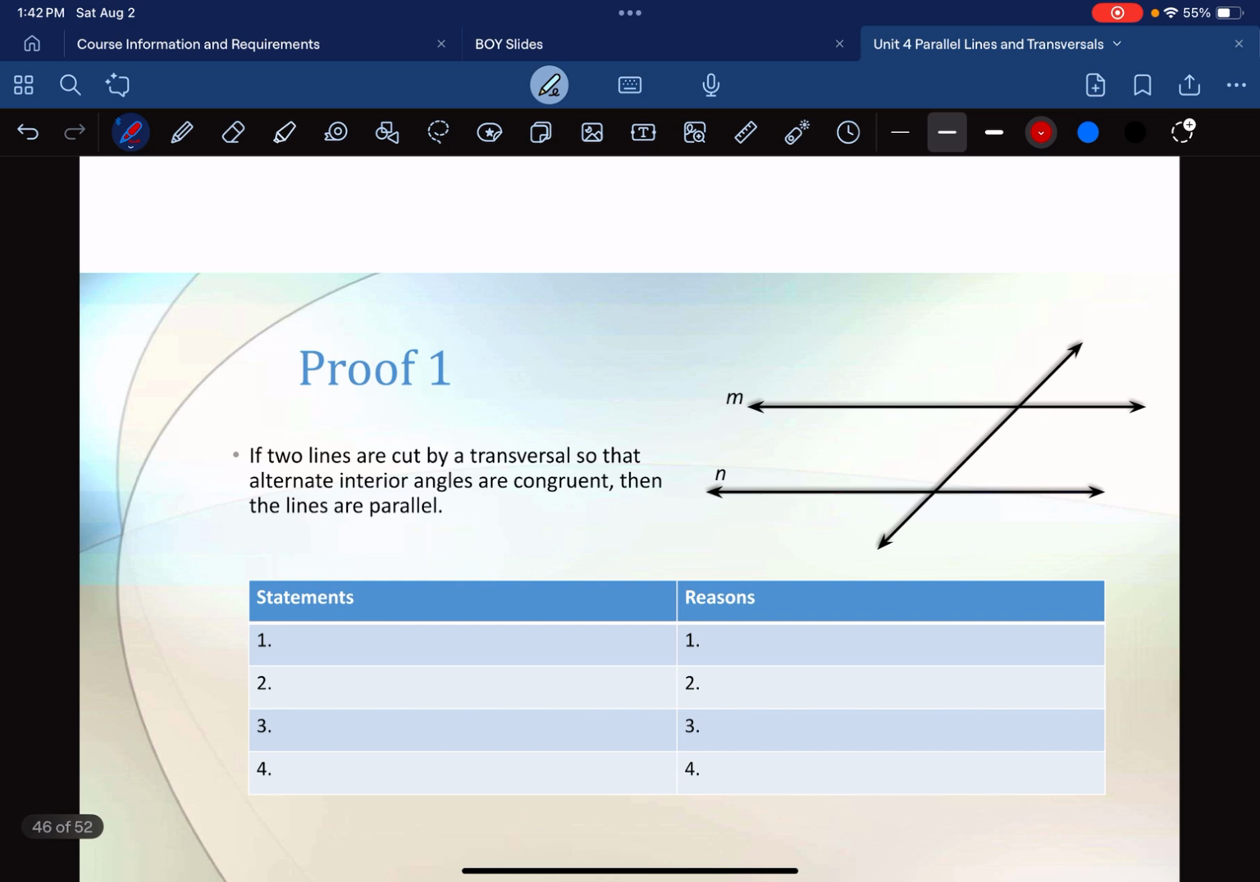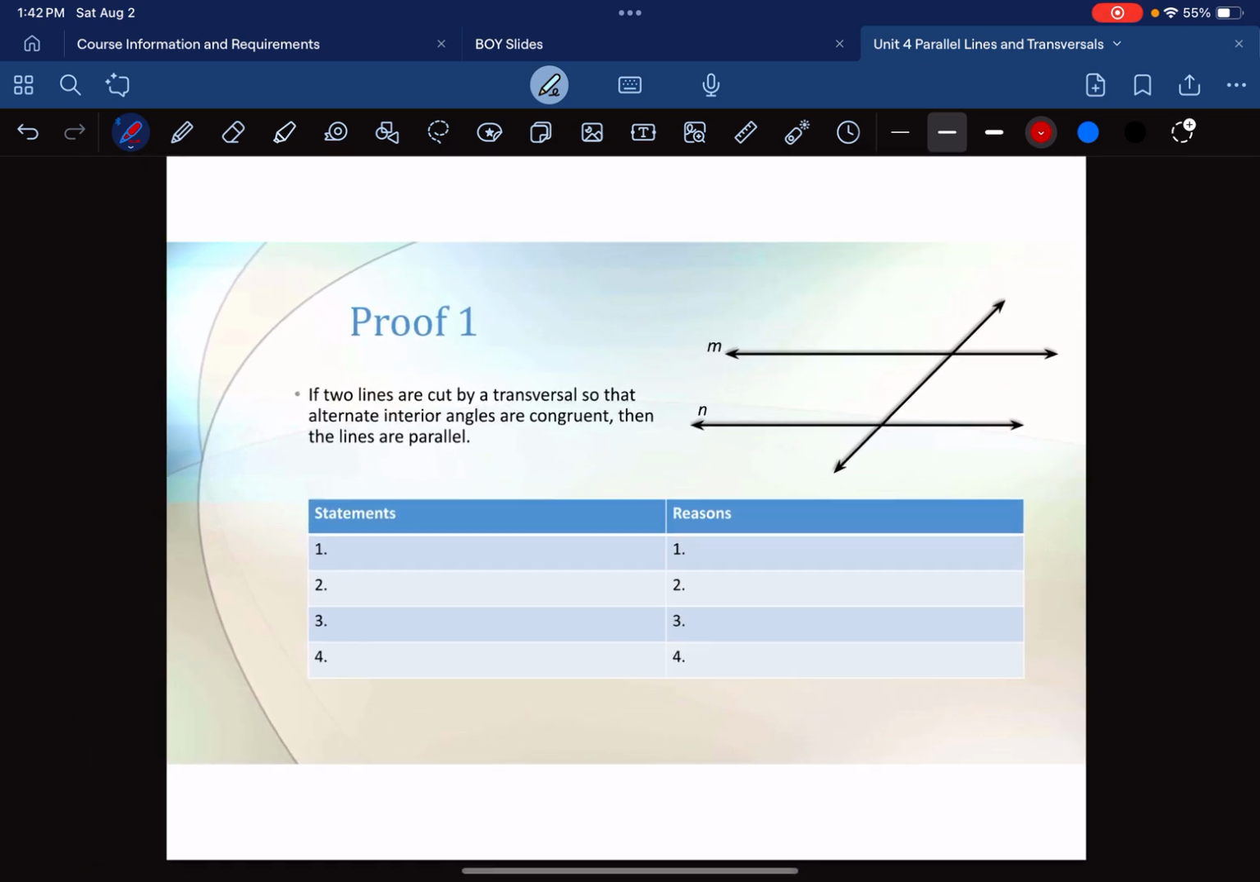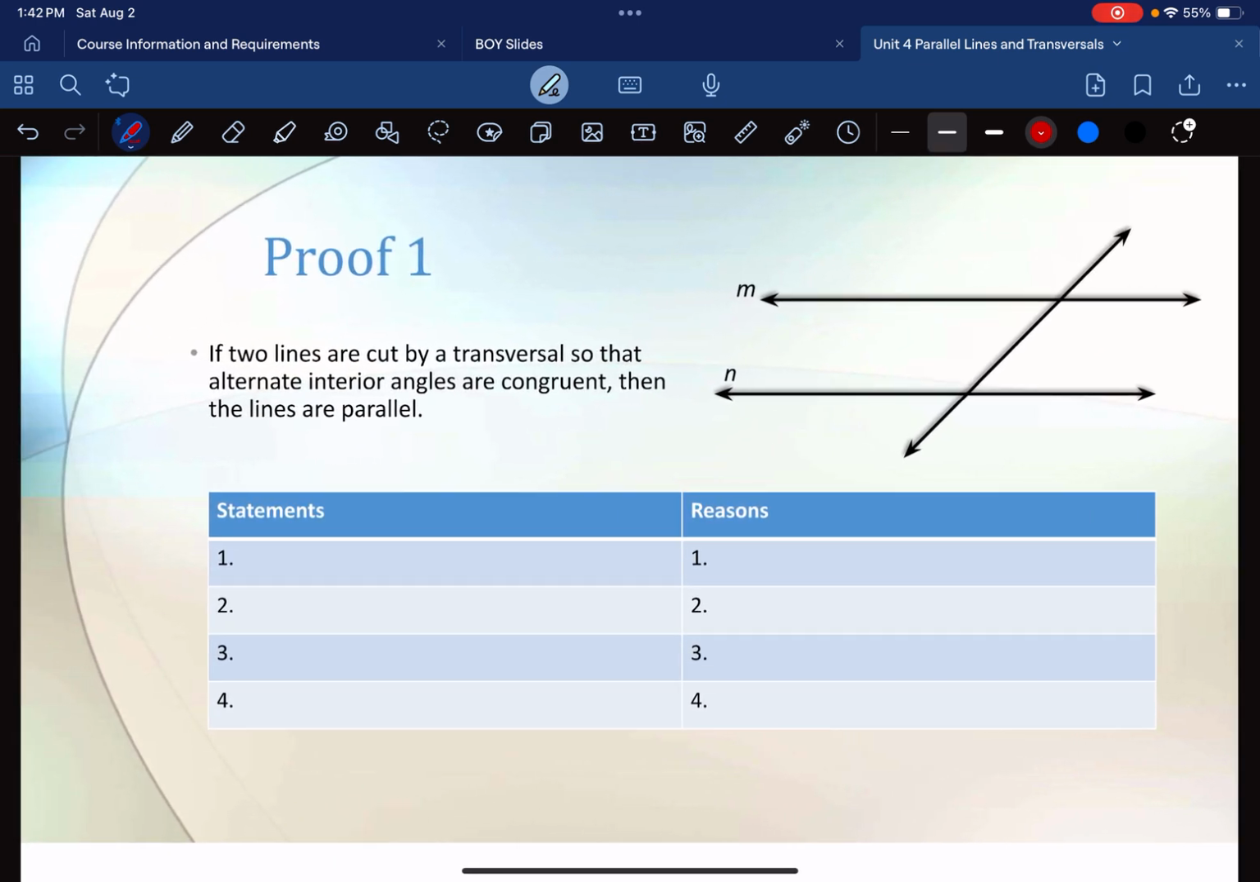Okay, so here's a proof of that. If two lines are cut by a transversal so that alternate interior angles are congruent, well, let's make a pair of alternate interior angles congruent here, angle 1 and angle 2. We have angle 1 congruent to angle 2, and that was given to us in this statement right here. We need to prove the lines are parallel, M and N.